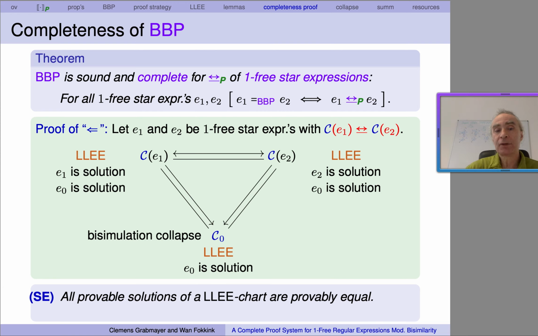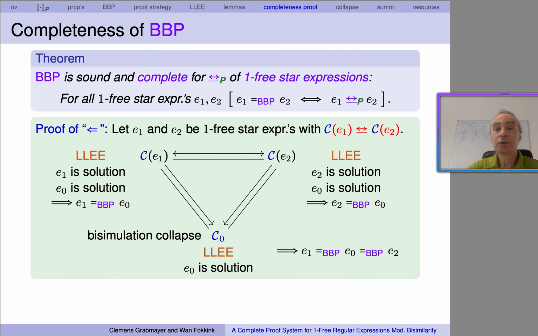And now we use that all provable solutions of Lie charts are provably equal. And from that we can conclude that E1 is provably equal to E0, and E2 is provably equal to E0 also. And now we can just use transitivity to show that E1 and E2 are provably equal.